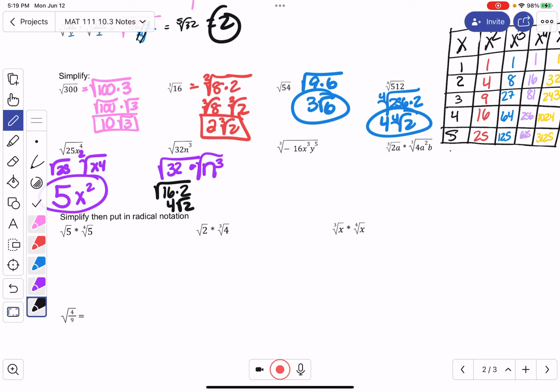Then we do the n cubed. So one way to do that is say, hey, it's 3 over 2, so we have 1 whole, and so on. Or we can say, well, n cubed is the same as n squared times n. The square root of n squared is n. Leave the other one inside. And then we combine those. 4 times n is 4n, and 2 times n is 2n.